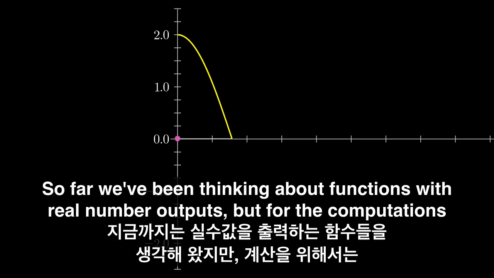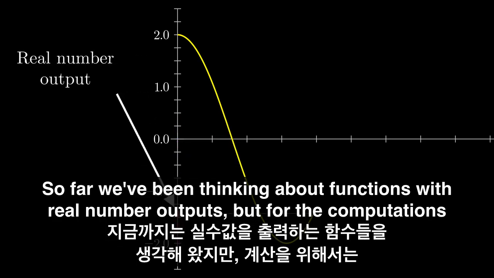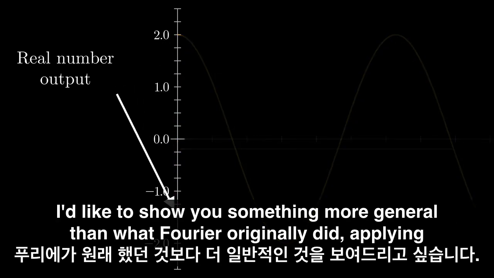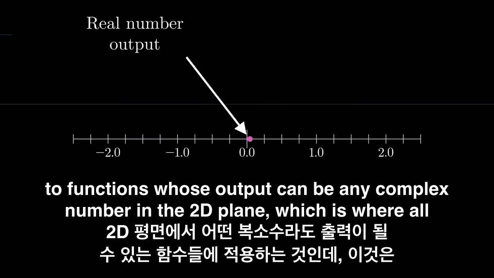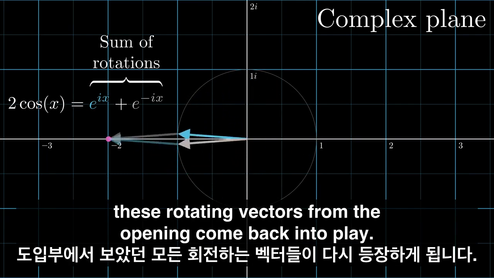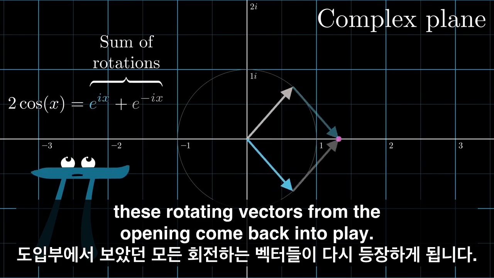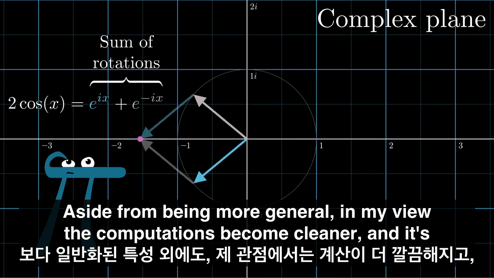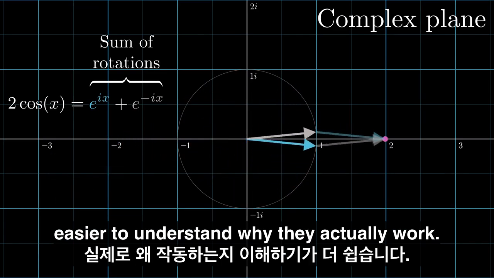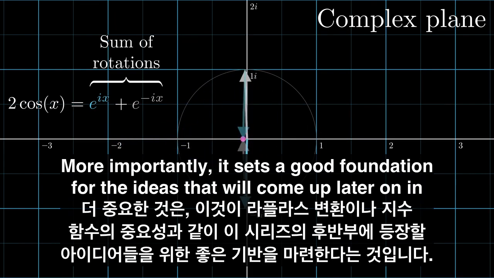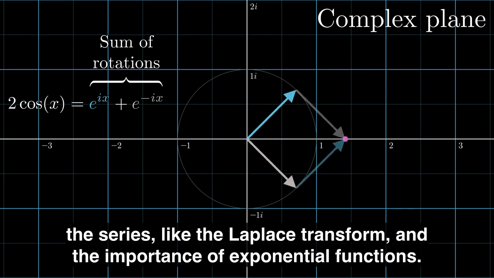So far, we've been thinking about functions with real number outputs, but for the computations, I'd like to show you something more general than what Fourier originally did, applying to functions whose output can be any complex number in the 2D plane, which is where all these rotating vectors from the opening come back into play. Why the added complexity? Well, aside from being more general, in my view, the computations become cleaner, and it's easier to understand why they actually work. More importantly, it sets a good foundation for the ideas that will come up later on in the series, like the Laplace transform, and the importance of exponential functions.